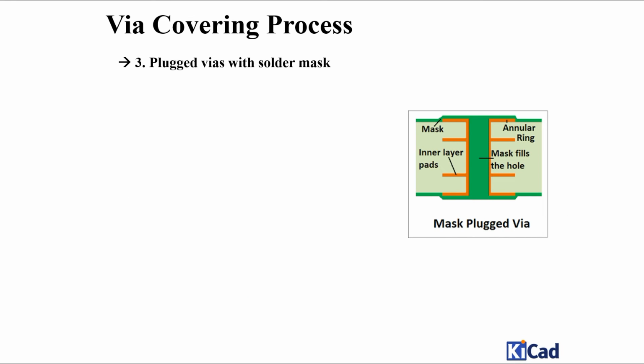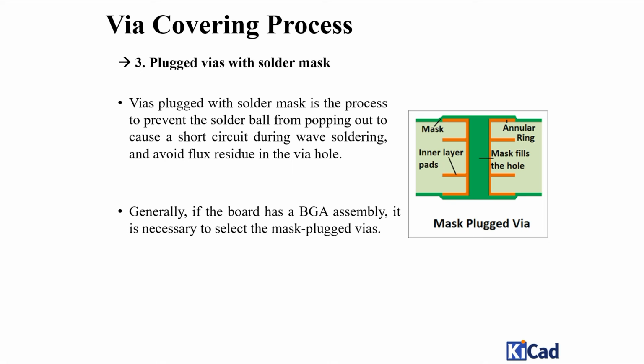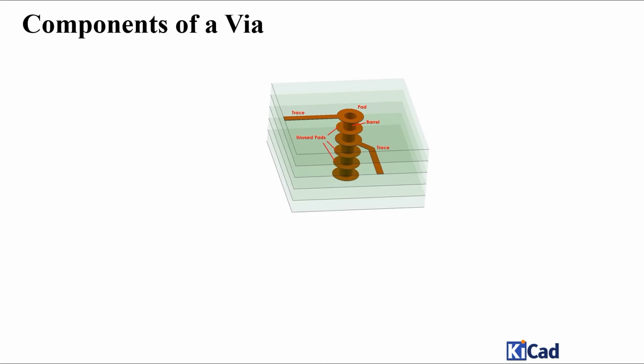The third one is plugged via with solder mask. Plugged via with solder mask means that the via is filled with the solder mask material. Via plugged with solder mask is the process to prevent the solder ball from popping out to cause a short circuit during wave soldering and avoid flux residue in the via hole. Generally, if the board has a BGA assembly, it is necessary to select the mask plugged vias.